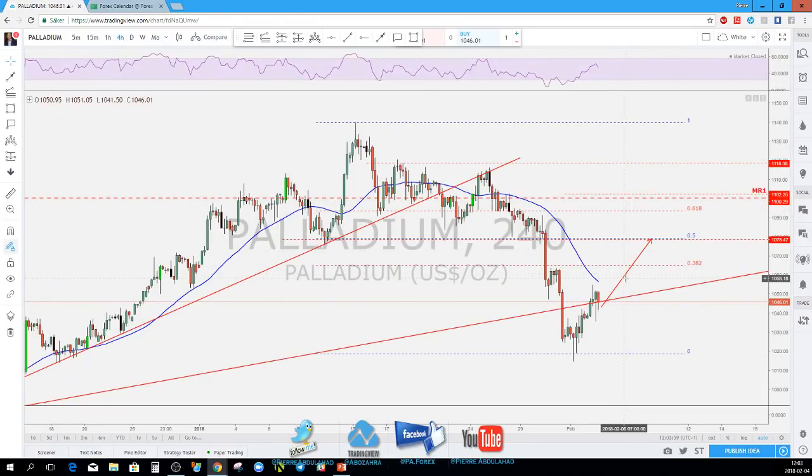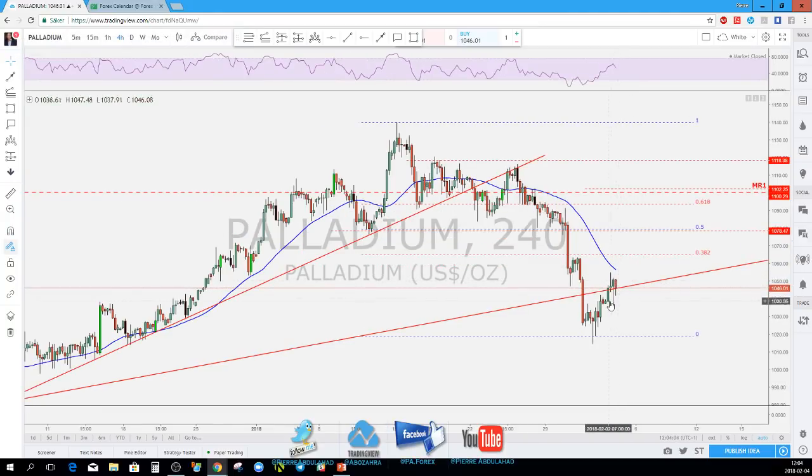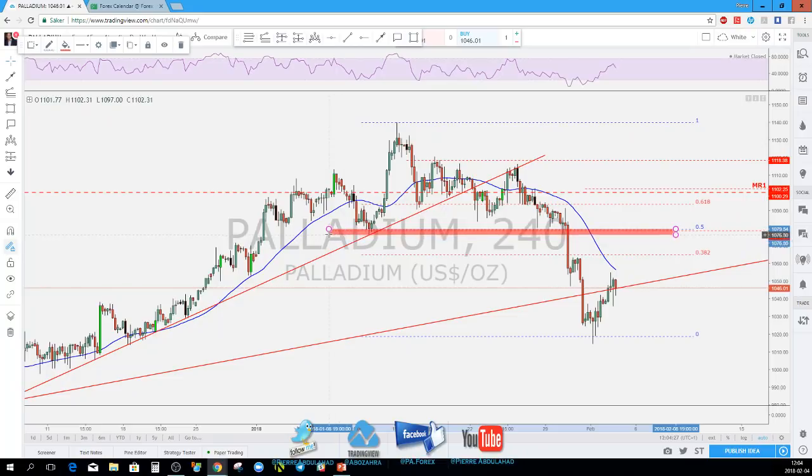So we will keep following this next week. The 38.2 could also be a good level now, since we do have this high here that may act as a possible resistance as well. So this could be your first level to look at for shorting, and your best level would be the 50%, and this structure here looking left that may act as a possible resistance.